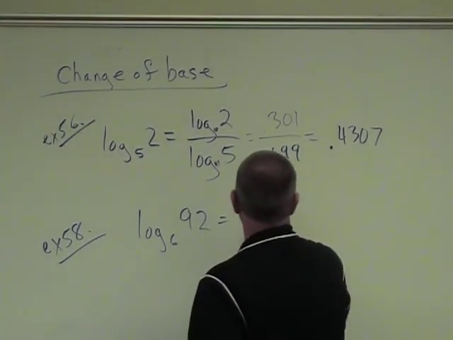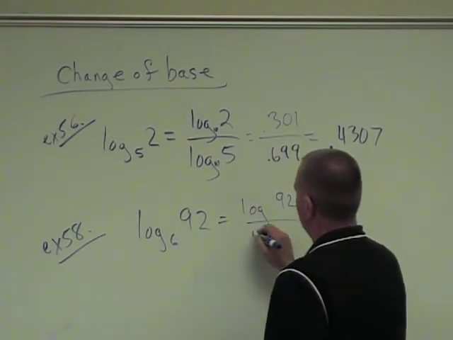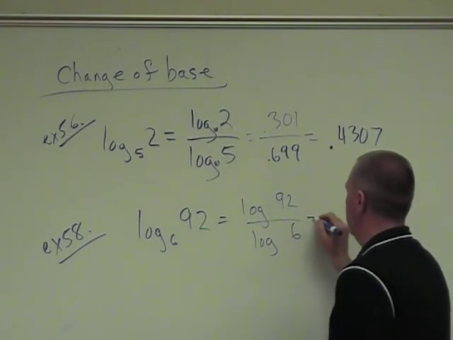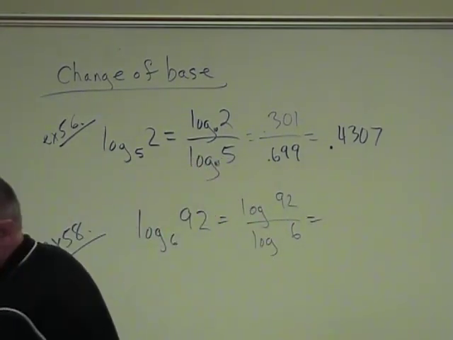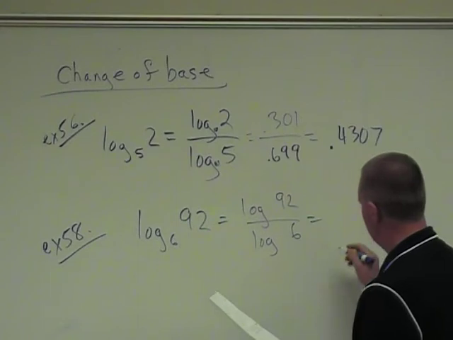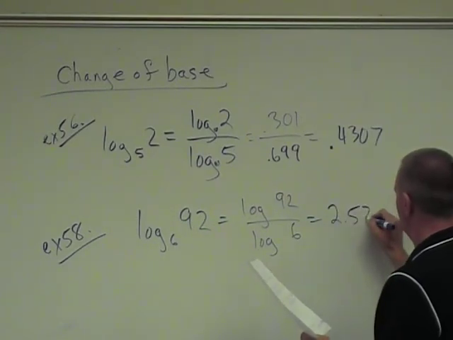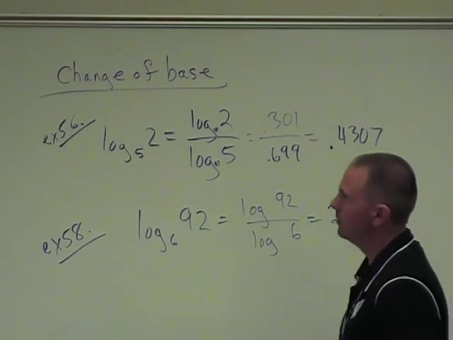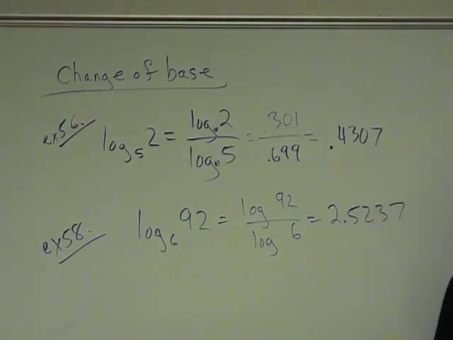So this would be log 92 base 10 over log 6 base 10. And those of you who use your calculator, I got 2.5237. Okay?